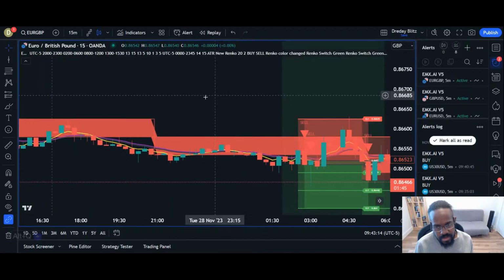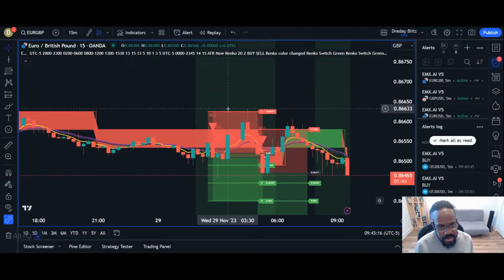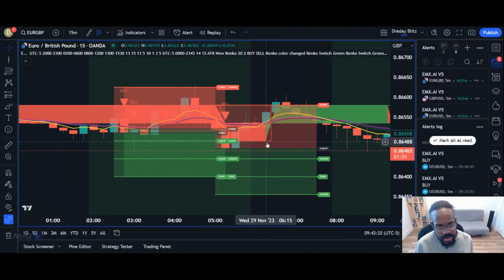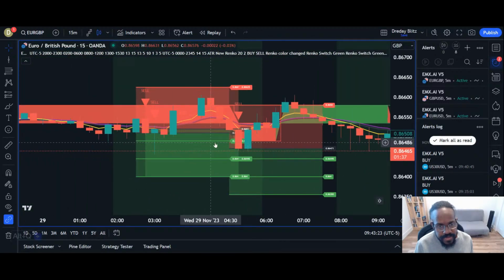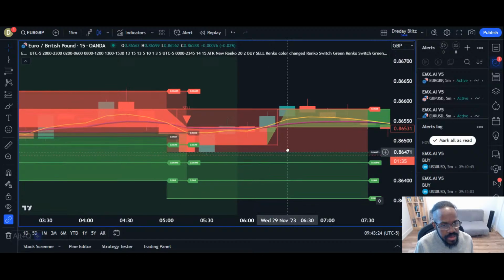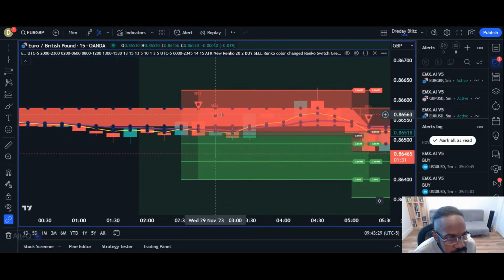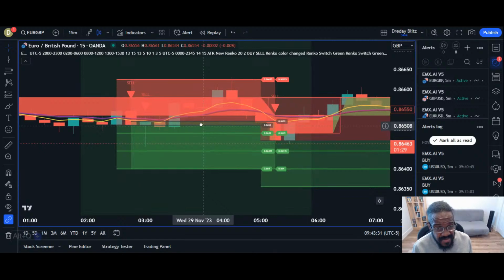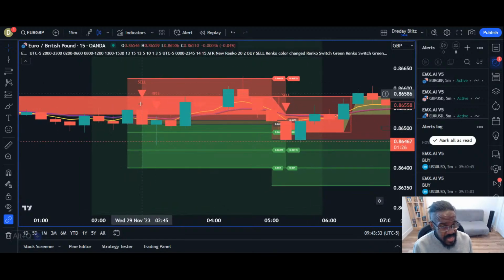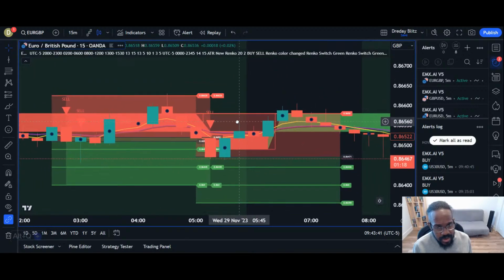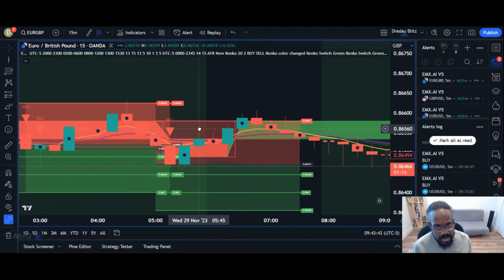Compared to the other settings that were on the 1 hour, it's more refined. That means that your TP will be smaller and you're going to be in and out of the trades faster.